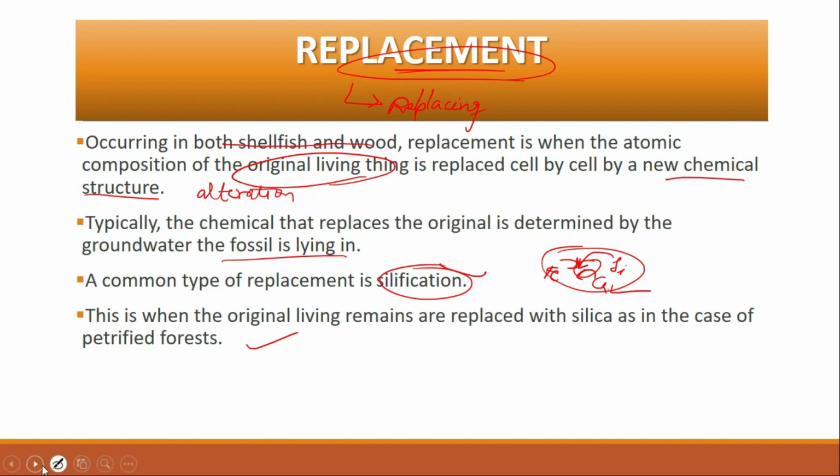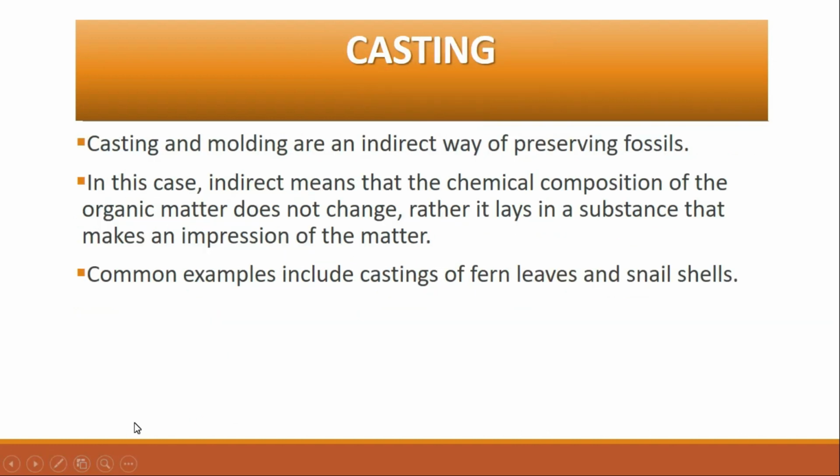Fine. Now look at another method, casting. Casting and molding are indirect ways of preserving fossils. Indirect ways of preserving fossils means there is no alteration taking place. I mean, there is no change in the chemical composition. In this case, indirect means that the chemical composition of the organic matter does not change. Rather, it lies in a substance that makes an impression of the matter.